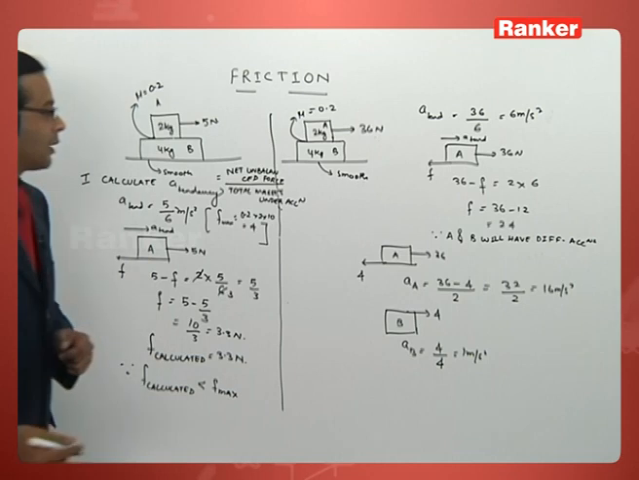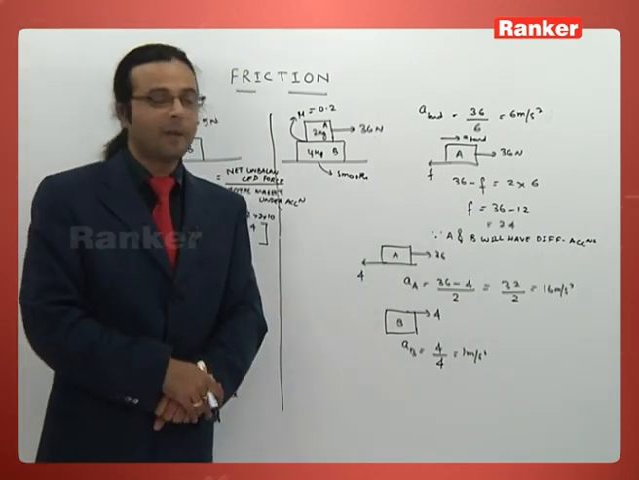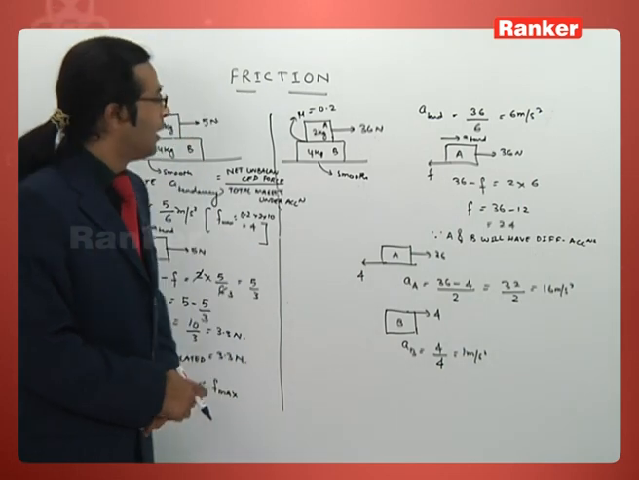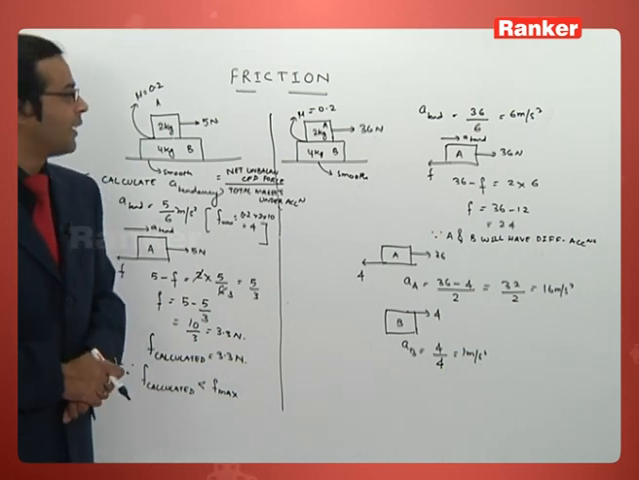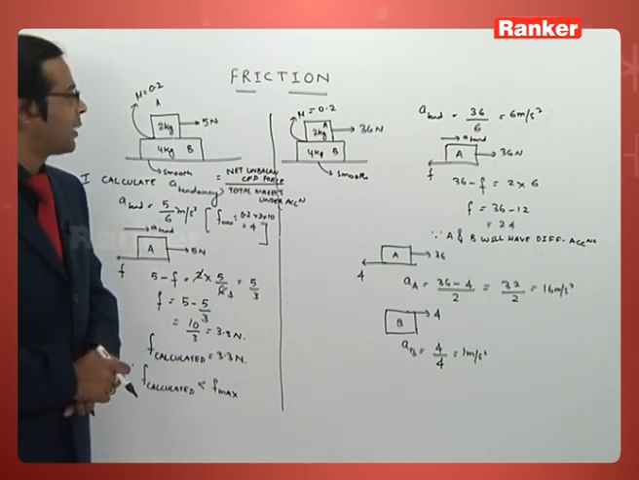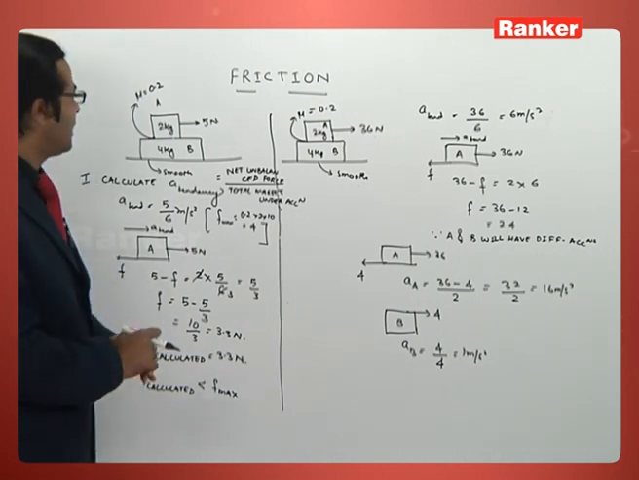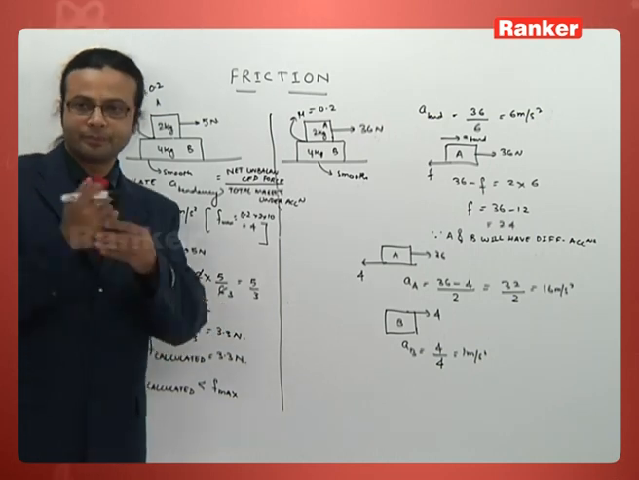So if I ask you what is the relative acceleration between A and B, it will be 16 minus 1, that is 15, and both the blocks will be under slipping conditions with having different accelerations, and frictional force acting between these two blocks will be maximum. Let us discuss a few questions related to all those things.